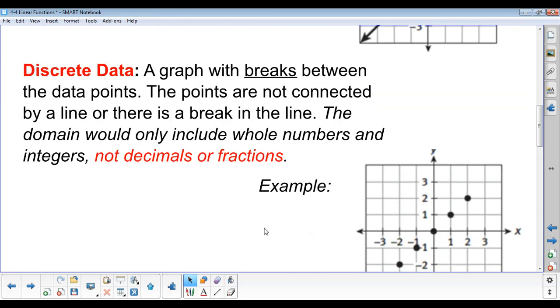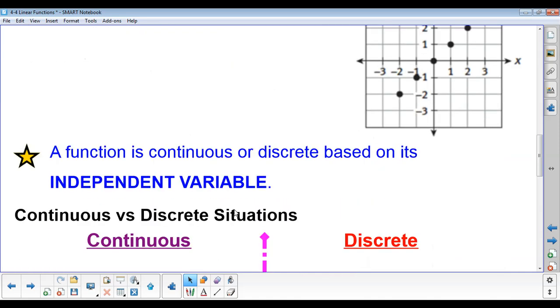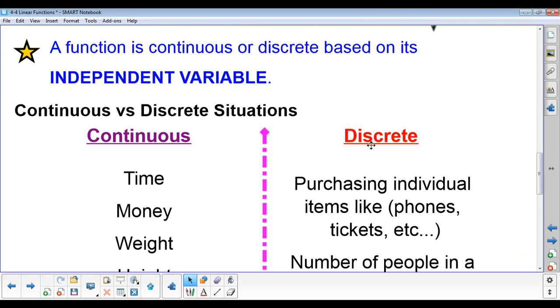Now, the other type that we're going to be looking at is discrete data. And discrete data does have breaks. It tends to just be dots on a coordinate plane or points on a coordinate plane instead of a line. And the reason why this happens is sometimes the domain would only include whole numbers, sometimes integers, but not decimals or fractions. And you may be wondering, okay, what does any of that mean? And I'm going to get into some more detail on that. Just keep in mind that a function is continuous or discrete based on its independent variable.